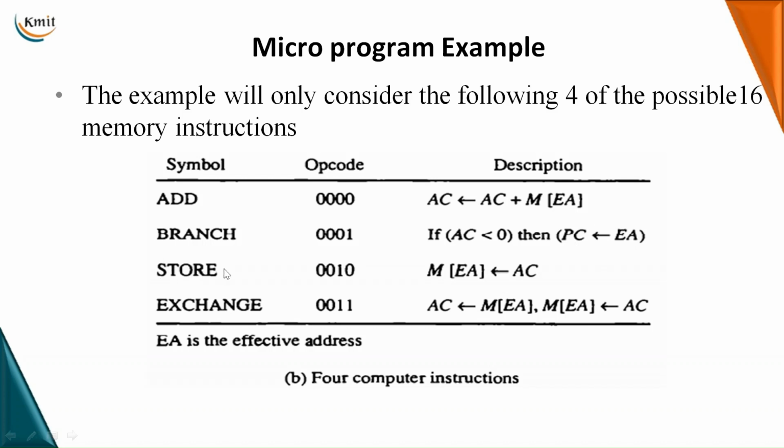The next instruction is a store instruction, to store the contents of the accumulator into a memory location. The contents of the accumulator are transferred to the memory location specified by the effective address. Next is the exchange. Exchange, as the name implies, is used to exchange the contents of two registers. Whatever contents are in the memory location specified by the effective address are transferred into the accumulator register, and whatever contents are in the accumulator register are transferred into the memory location.